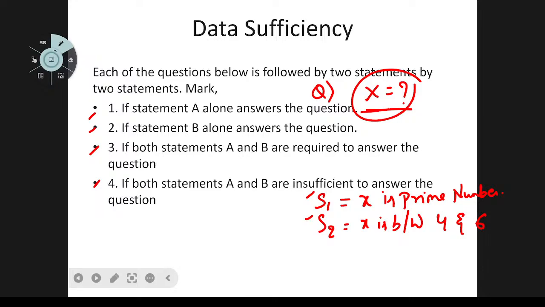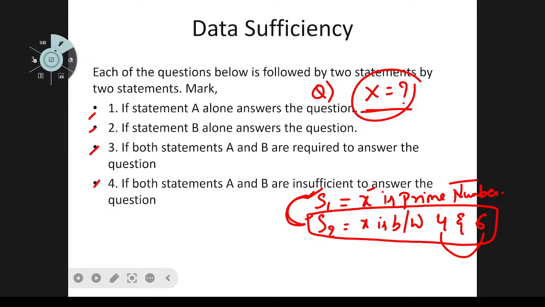Now, in this case, what is the value of x? If I take statement 1, x is a prime number, it can be any number, right? 2, 3, 5, 7, it can be 11. So I don't know. Now if I see the second one, or if I add these 2 together, it is a prime number and it is between 4 and 6, so definitely it is 5.